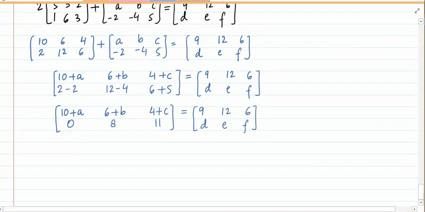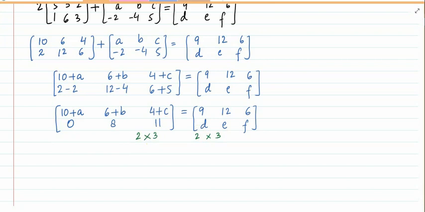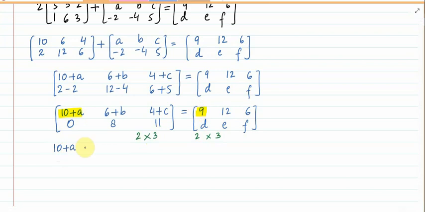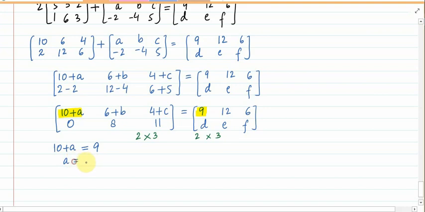Now for both sides, check the order of the matrix. On the left side we know that it's 2 rows and 3 columns. On the right side the order is the same, 2 rows, 3 columns. That means you can equate the matrices. The first element of the left matrix is 10 plus A, right? On the right side the first element is 9. That means you can equate these two, and by solving we get the value of A: 9 minus 10, that will be minus 1.